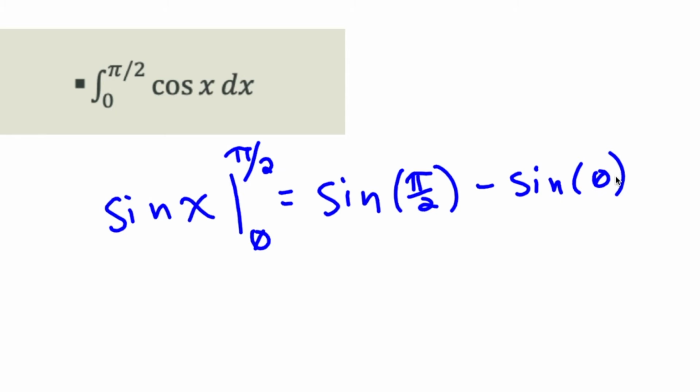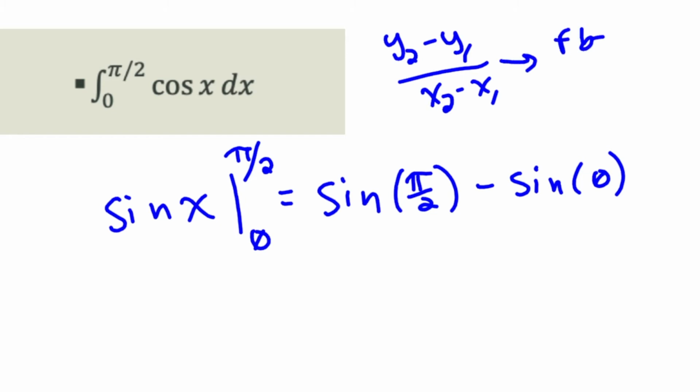Now think of this like when we were doing a slope, and we did y2 minus y1 over x2 minus x1. And then we went into our average slope where we said f of b minus f of a all over b minus a. These are all linked up. They're all coming from the same places. So it's the function of the final minus the function of the initial.